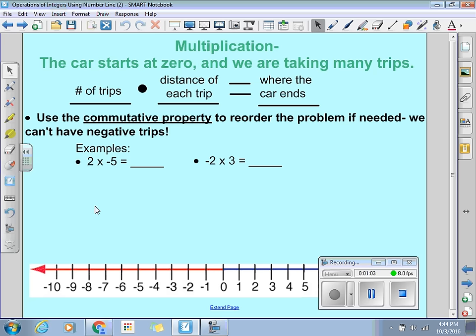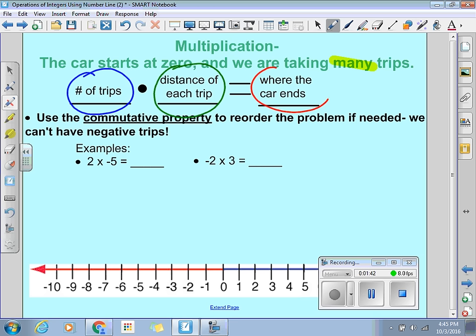Now we're going to talk about multiplication. Now don't forget you do know your rules, so use your rules to make sure that your answers are correct. So multiplication in the car starts at 0, and we're taking many trips. And many is that key word you can highlight or underline that tells us that we're multiplying. So now we have the number of trips we're going to take times the distance of each trip, and that will equal where the car ends, which will be our final answer.